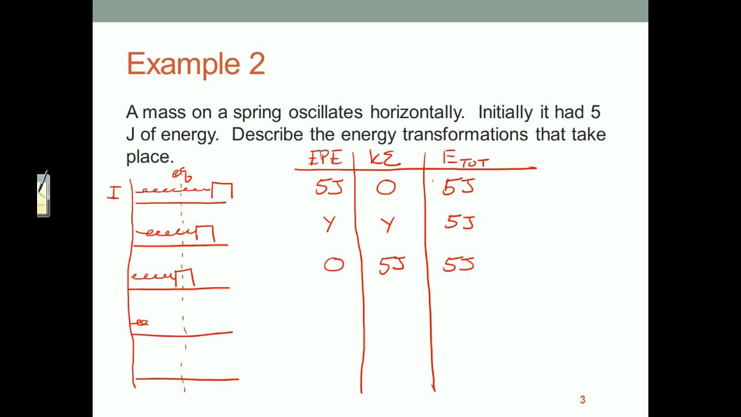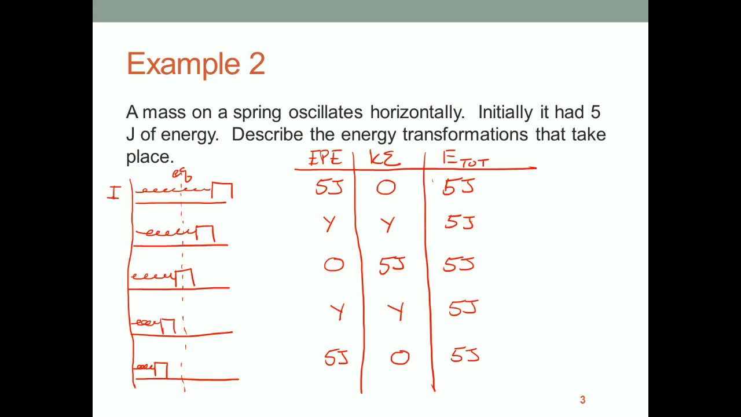But it's moving, which means it pulls through the equilibrium position, and we are somewhere on the other side where it is compressed and it is still moving. We don't know what those two numbers are, but they have to total 5 joules. And finally, it is compressed maximally, which means it has stopped moving. We have 5 joules of energy, and that is all elastic potential.